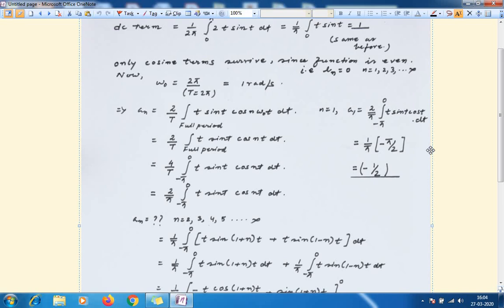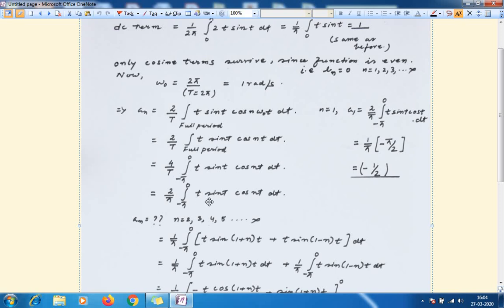The cosine terms will be calculated like this: 2 by T, where T is the time period, x sine x is the function, n is the harmonic number, omega naught is 1 radian per second here, and you integrate the whole over the full period. The full period is from minus pi to pi, and because of the symmetry you can use this relation, 4 by T from minus pi to 0, the half period.